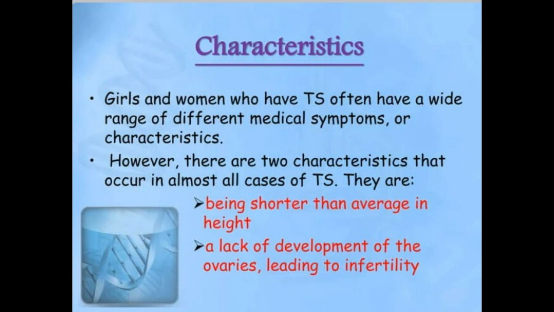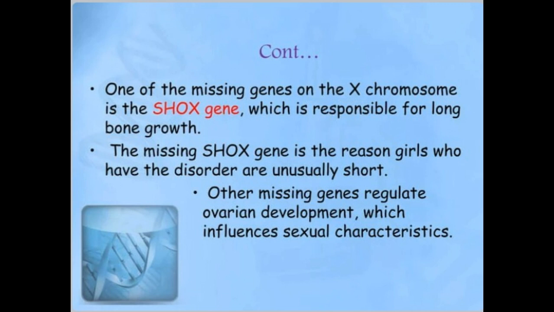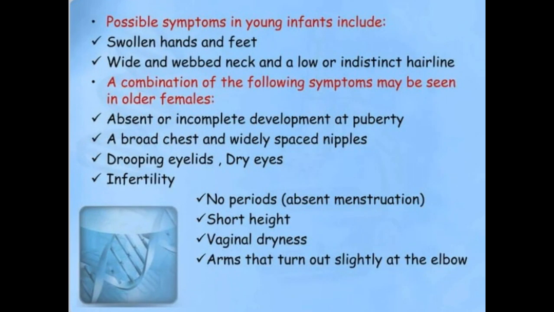Characteristics. Girls and women who have TS often have a wide range of different medical symptoms or characteristics. However, there are two characteristics that occur in almost all cases of TS. They are being shorter than average height, and a lack of development of the ovaries leading to infertility. One of the missing genes on the X chromosome is the SHOX gene, which is responsible for long bone growth. The missing SHOX gene is the reason girls who have the disorder are unusually short. Other missing genes regulate ovarian development, which influences sexual characteristics.